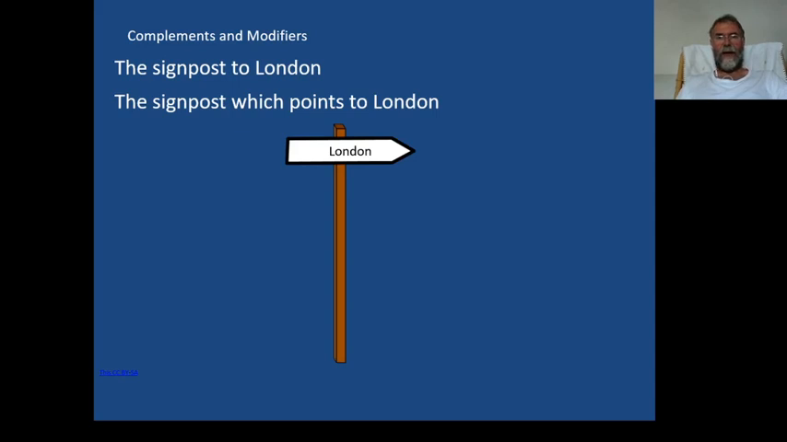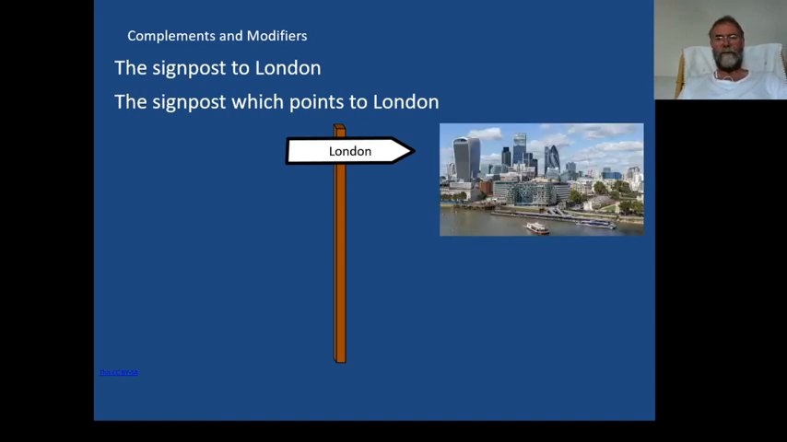Suppose we have this object here. This is clearly a signpost, and what's more, it's the signpost to London. We know that because it's got London written on it. Okay, so this, I think, can be fairly straightforwardly identified as the signpost to London. Is it the signpost which points to London? Well, if London happens to be here and the signpost is pointing at it, then yes, indeed, this signpost is the signpost which points to London.